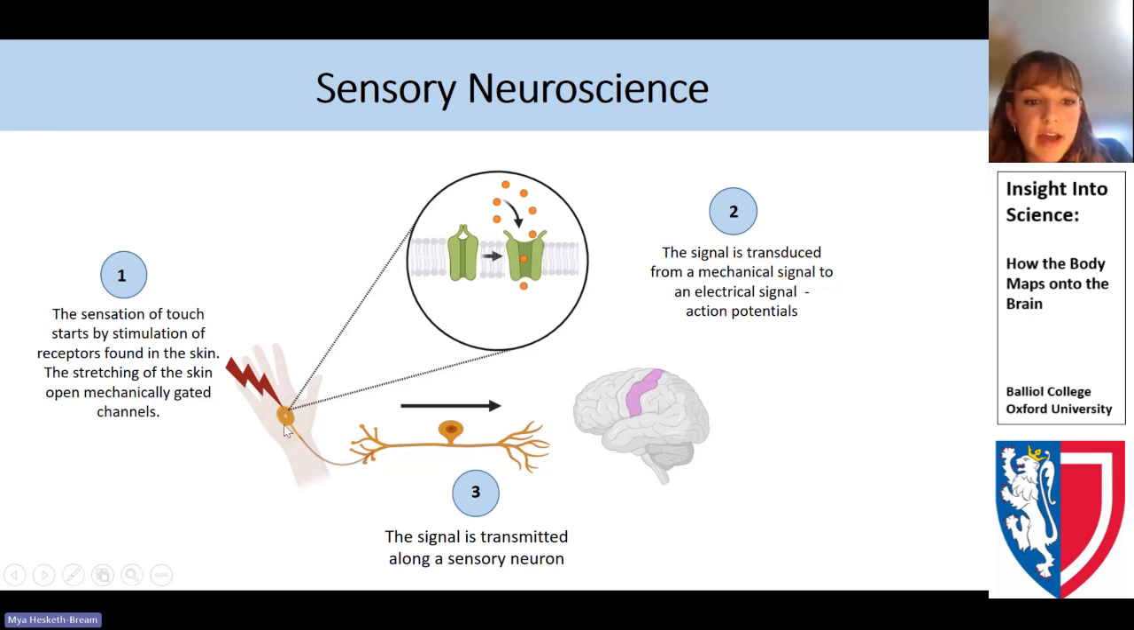And so when that happens in this receptor here, that's going to transmit the signal along the sensory neuron, and then it will reach the brain. So this is a touch signal, so it will be represented in the somatosensory cortex, as we said. So the signal then reaches the brain for processing.